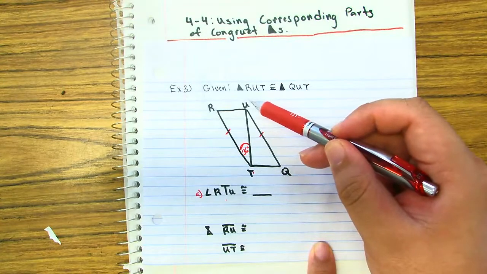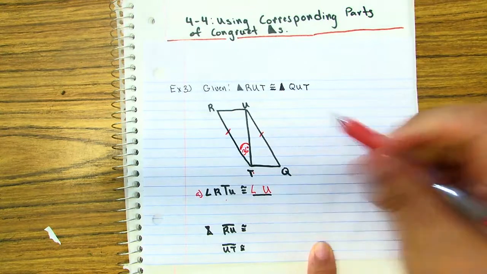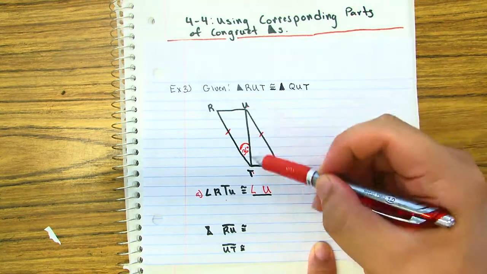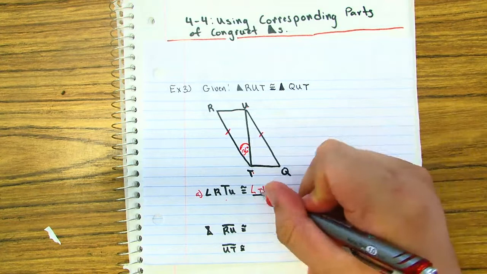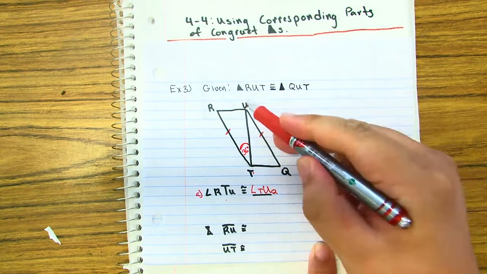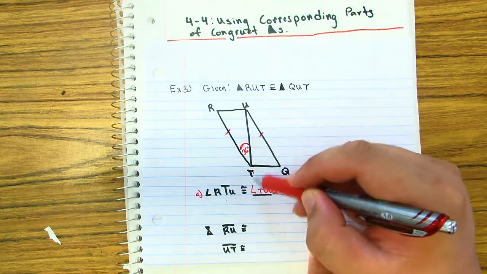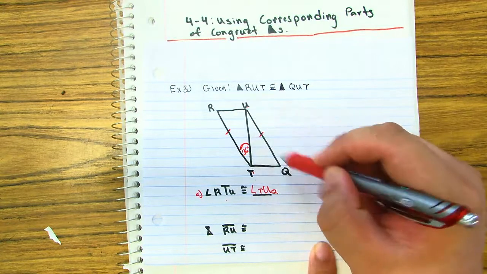Okay, but you have to be specific, right? Angle U, but with the rays of T and the ray of Q. So talking about angle U, but with the rays of T and Q. Or you can rename this as angle TUQ.